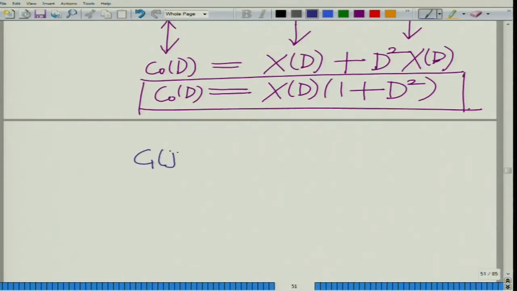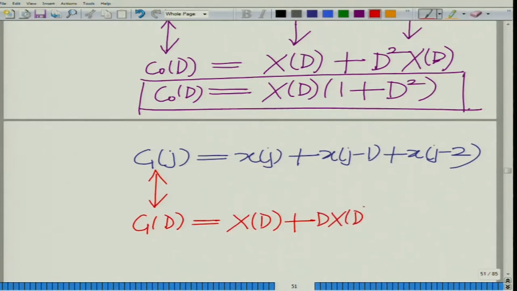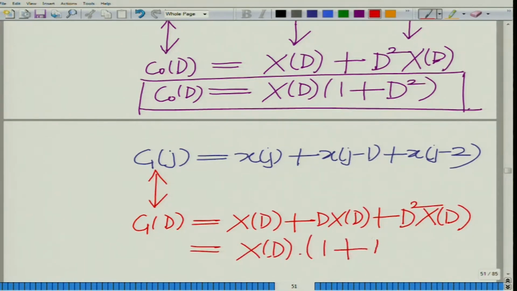Similarly, C1 of j is equal to x of j plus x of j minus 1 plus x of j minus 2. If you take once again the D transform, C1 of D equals x of D plus D times x of D, since x of j minus 1 has D transform D times x of D, plus D square times x of D for x of j minus 2. This is equal to x of D into 1 plus D plus D square.